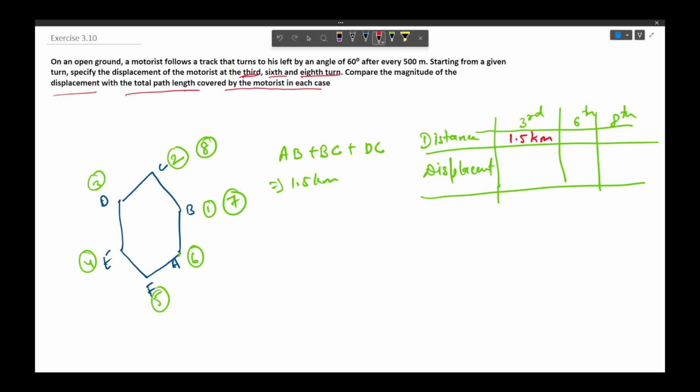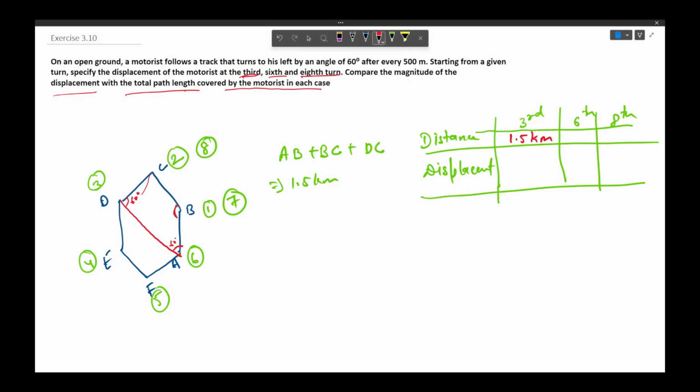And the displacement would be calculated by drawing a straight line from point A to D. Now we see that this is a hexagon. So together these both will make 180 degree, and this is 120 degrees. So this is going to be 60 degree, and again this is going to be 60 degrees.